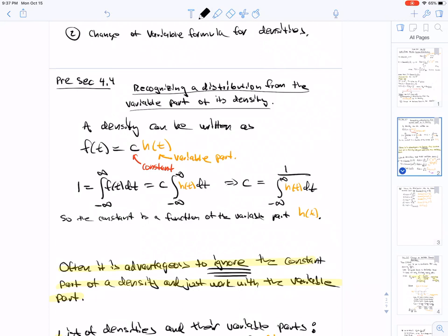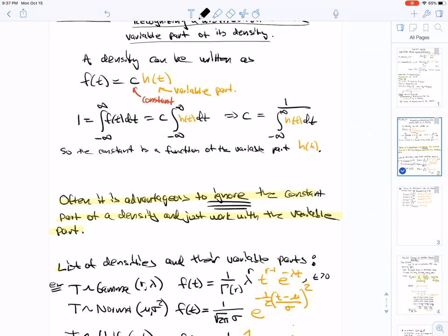So the density really is determined by its variable part. And often it's advantageous to ignore the constant part of a density and just work with the variable part, because the constant just clutters up the page and doesn't allow your mind to focus on what's important.